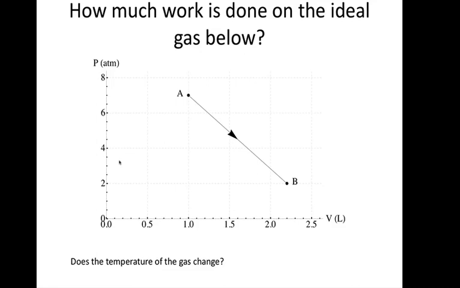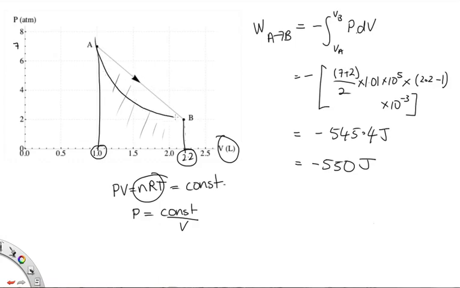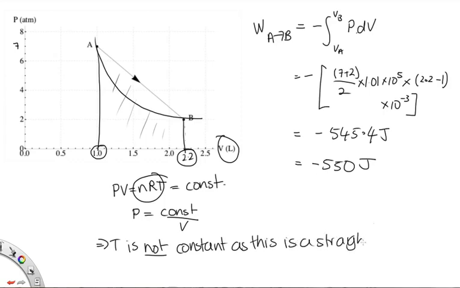Now, the second part of this question says, does the temperature of the gas change? Well, if the temperature was not to change, then we know this is an ideal gas, so we have PV equal to nRT, and all of this would be constant. So we'd have P equal to some constant over V. But this is in fact a straight line. It's not a hyperbola. So we know that T is not constant, as this is a straight line.